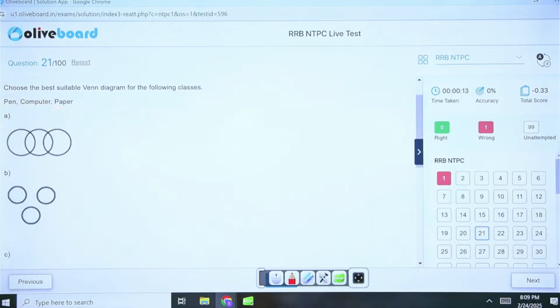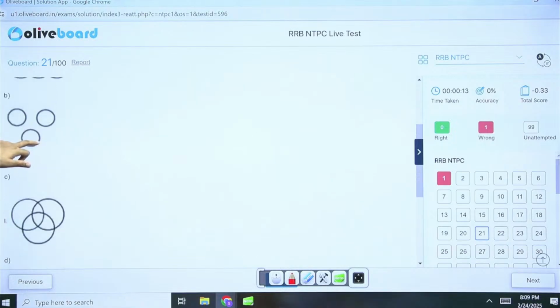Pen, computer, paper. There is no relation between the three. No relation whatsoever. Only option B is the correct answer. Don't even have to waste any time here.